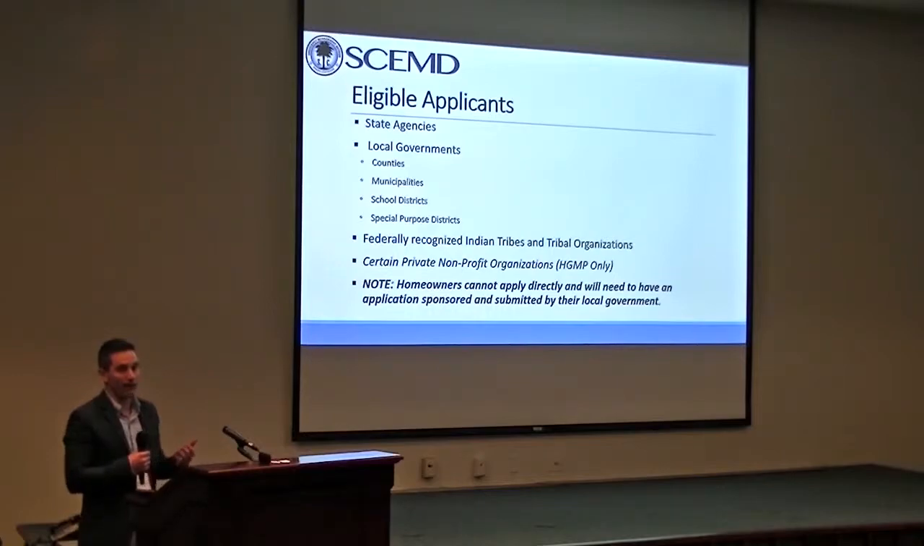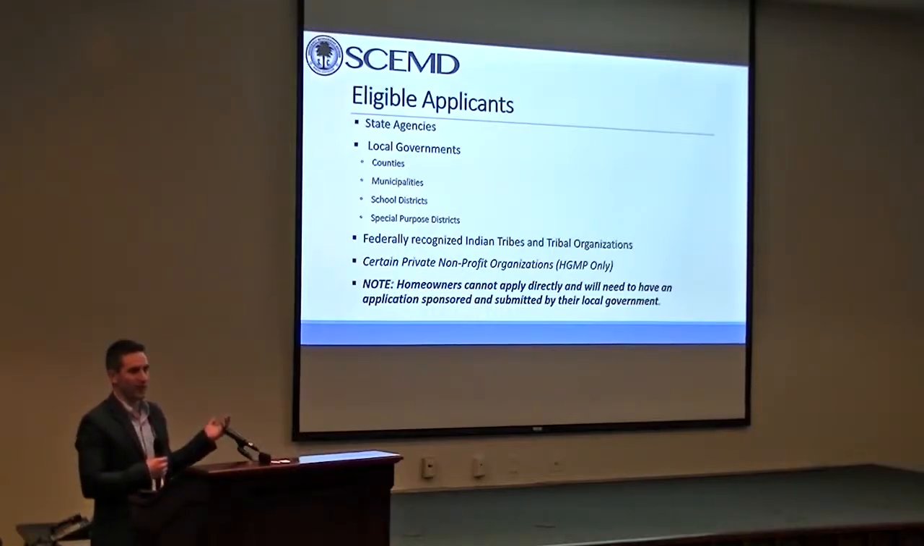Here's the big thing, who can apply for it. So these are the eligible applicants: state agencies, local governments, that's county governments, municipal governments, or school districts, special purpose districts, our Native American tribe, the Catawba, as well as certain private nonprofits that provide an essential government service. By that, we mean private nonprofit schools, hospitals, utility companies. Unfortunately, it does not apply to property owners and homeowners associations. Specifically for homeowners and homeowners associations, you can get a project sponsored by the local government.